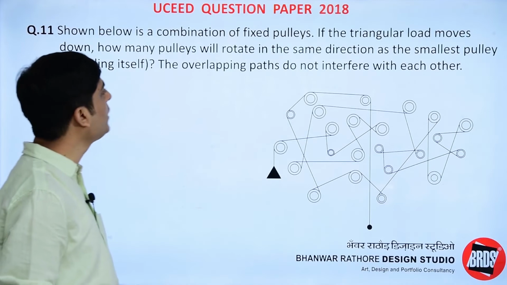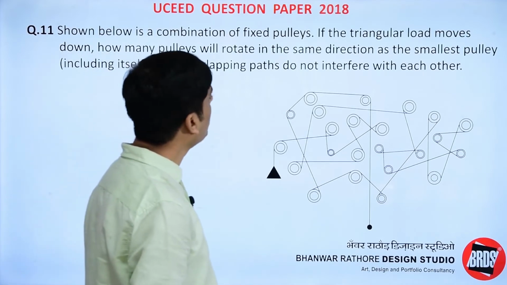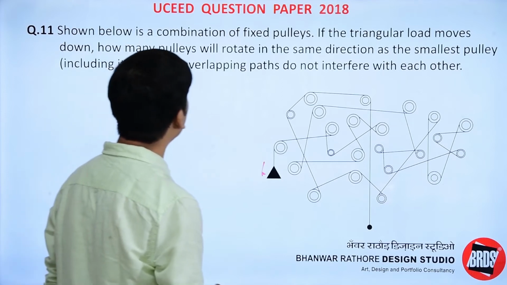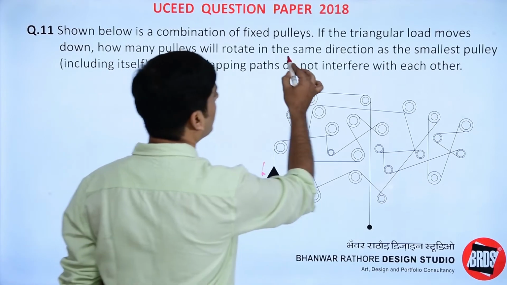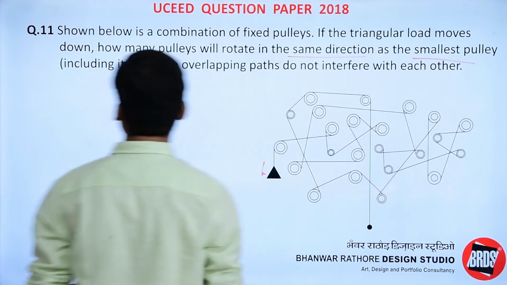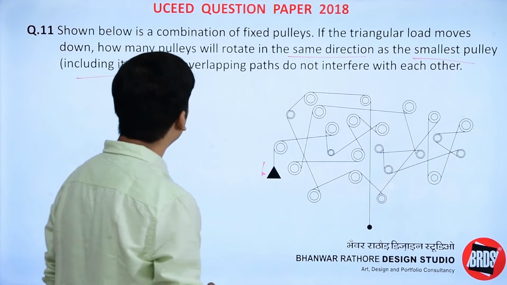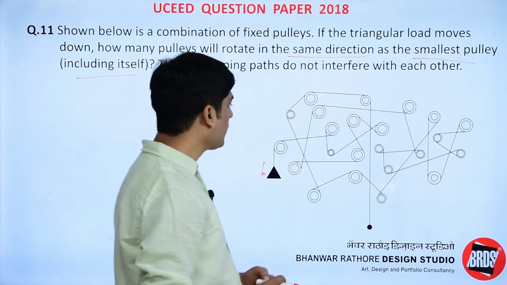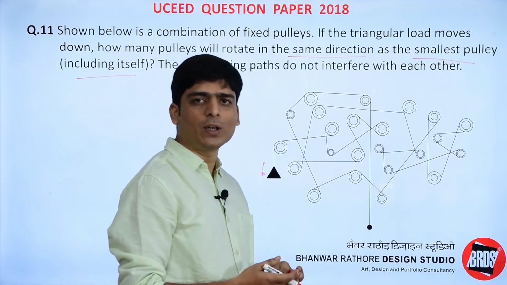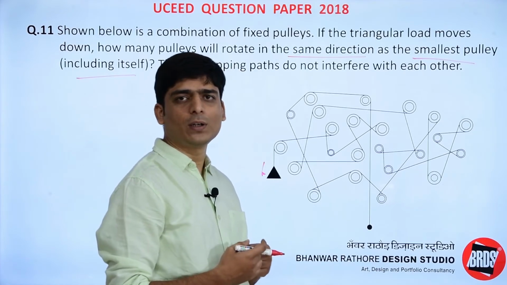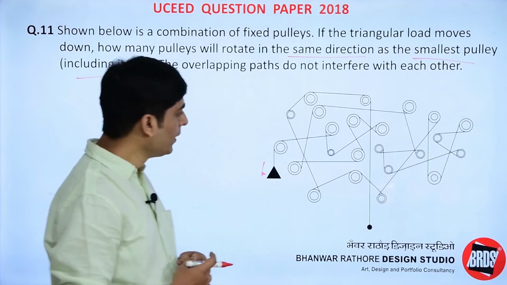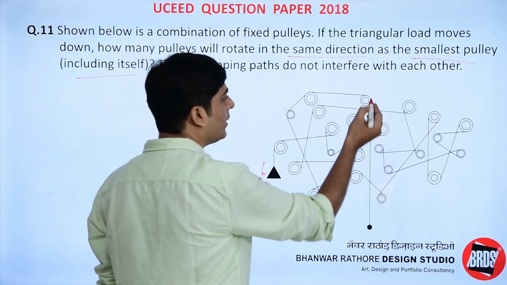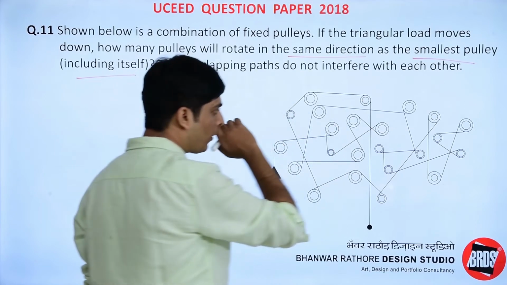Shown below is a combination of fixed pulleys. If the triangular load moves downside, how many pulleys will rotate in the same direction as the smallest pulley, including itself? The overlapping paths do not interfere with each other. So first of all, we have to identify how many pulleys rotate clockwise and how many rotate anti-clockwise. We assume we are releasing certain rope from over here, so this would be going anti-clockwise.